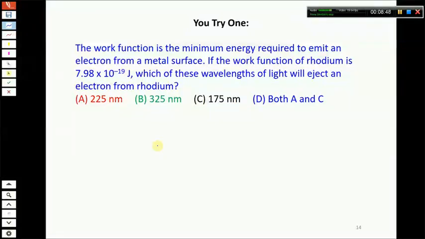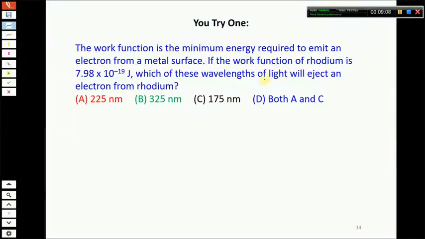All right, so the work function is the minimum energy required to emit an electron from a metal surface. So that's related to that threshold frequency that we talked about in the photoelectric effect. If the work function of rhodium is 7.98 times 10 to the minus 19 joules, which of these wavelengths of light will eject an electron from rhodium?